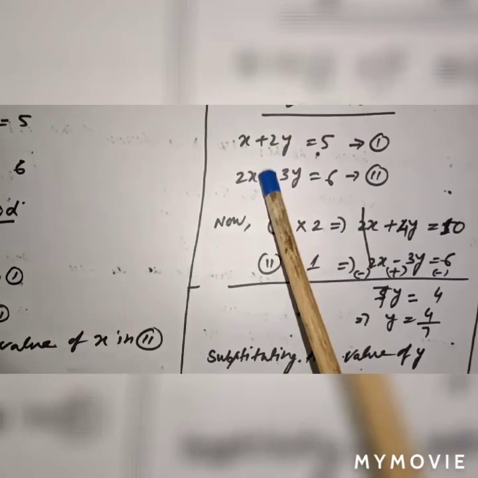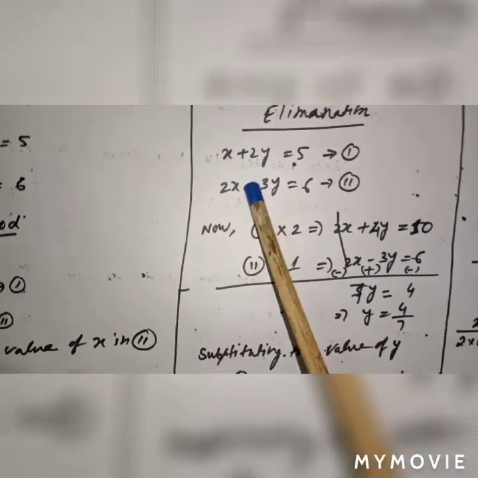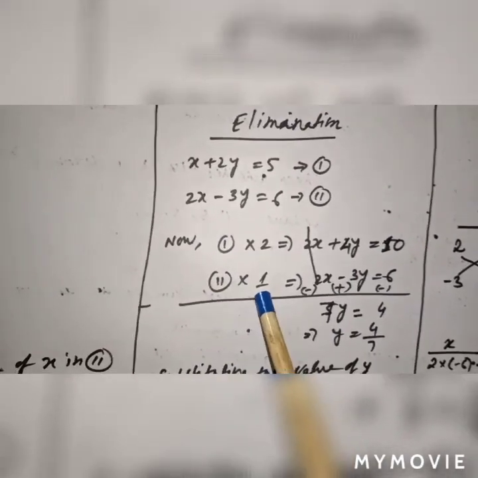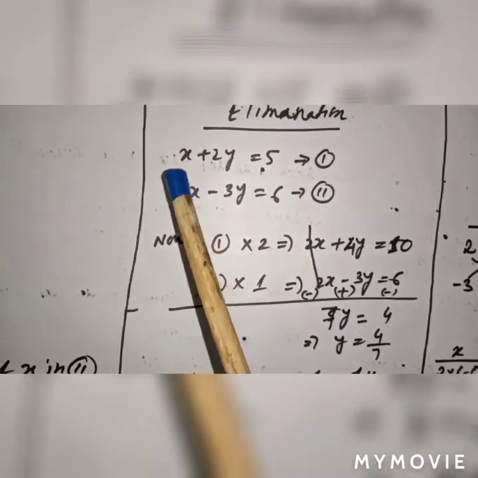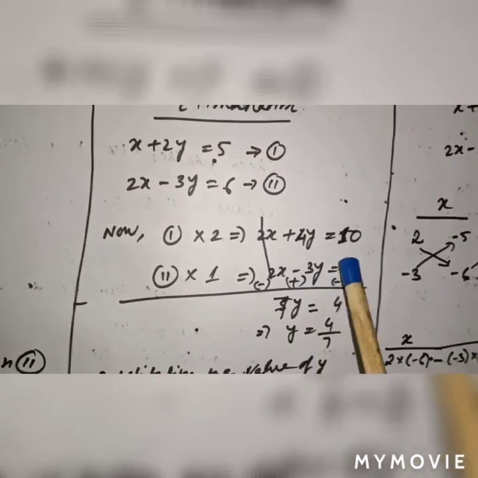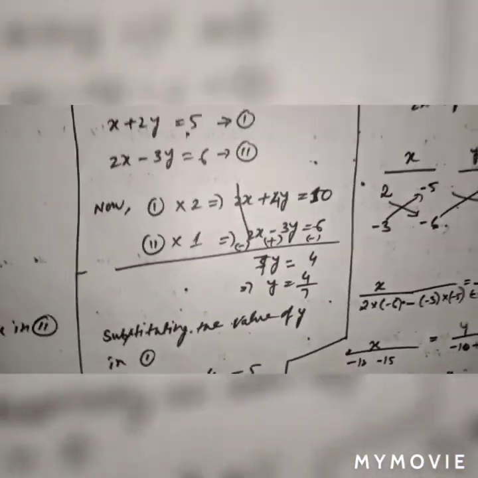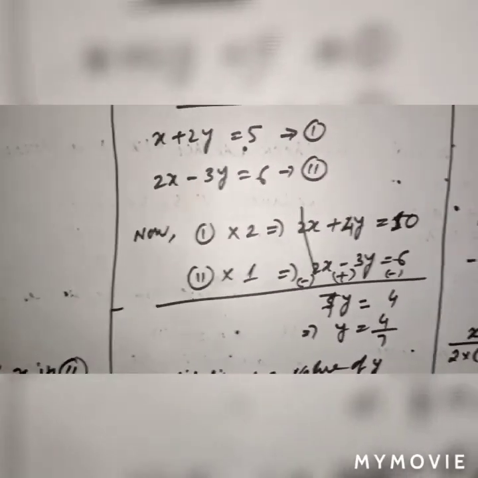Now in number 2 you already have twice x. So we need the terms to be the same. That is why I multiplied simply by 1, so it will remain the same, twice x minus 3y. Now you can see these twice x terms are the same. That is why I made them equal.